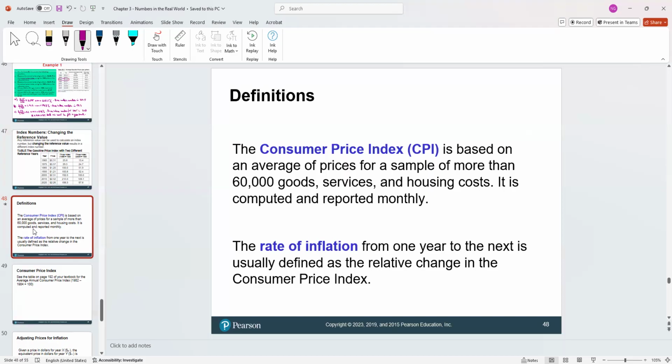The consumer price index is computed and reported monthly by the U.S. Bureau of Labor Statistics, if we refer to the U.S. economic system, right? It represents an average of prices for a sample of goods, services, and housing. The monthly sample consists of more than 60,000 items. The details of the data collection and index calculation are fairly complex, but the CPI itself is a simple index number.